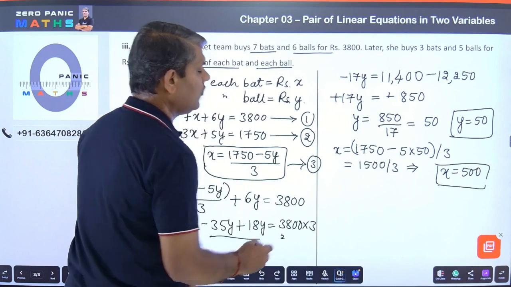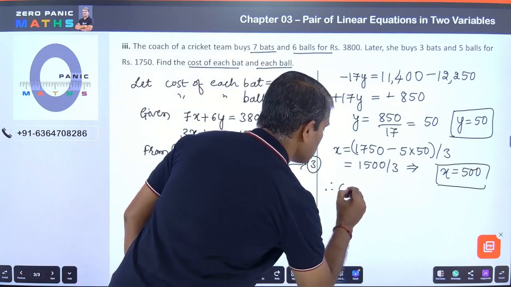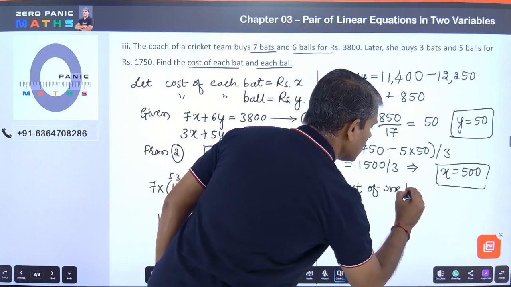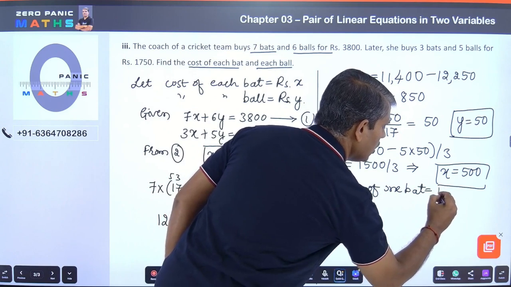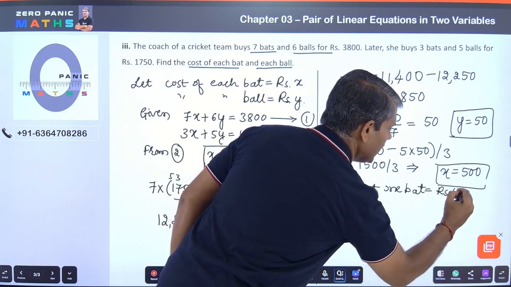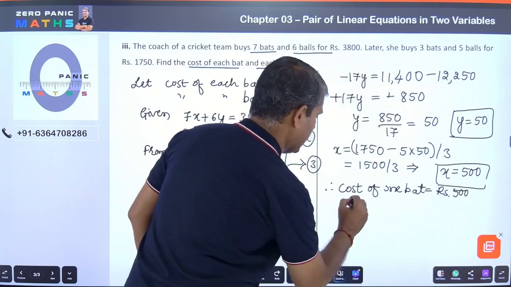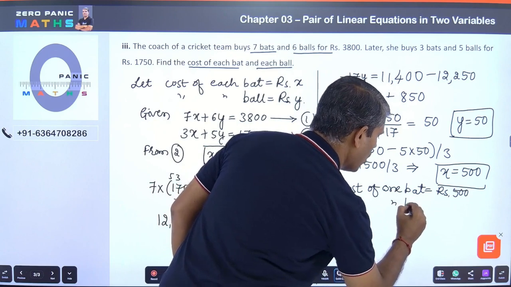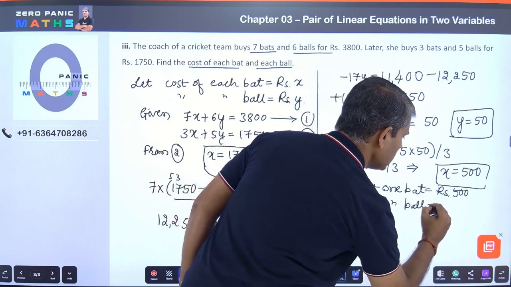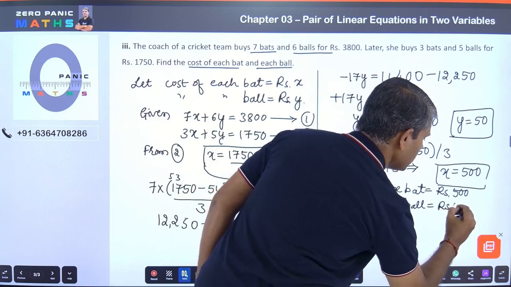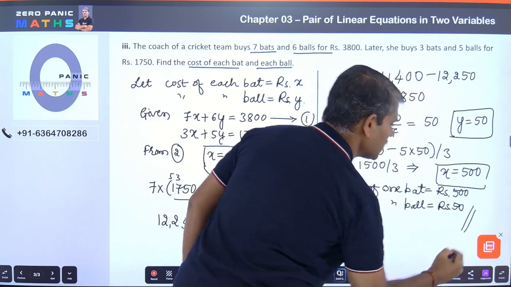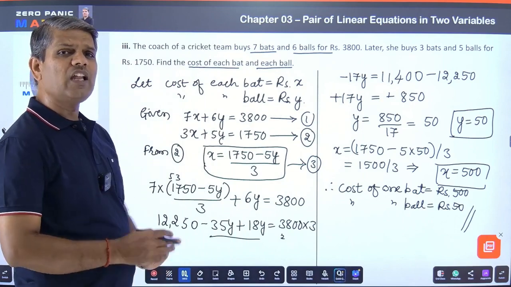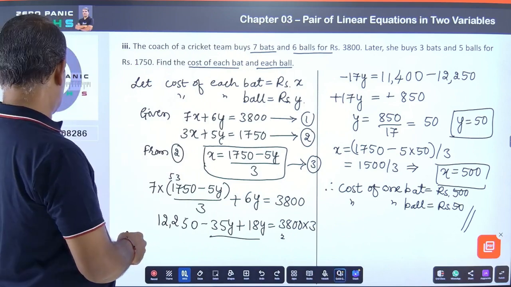Right? So therefore, cost of one bat is equal to rupees 500, that is equal to x, and cost of one ball is rupees 50, which is y. So this is the answer for this problem. Okay, let us move to the next question.